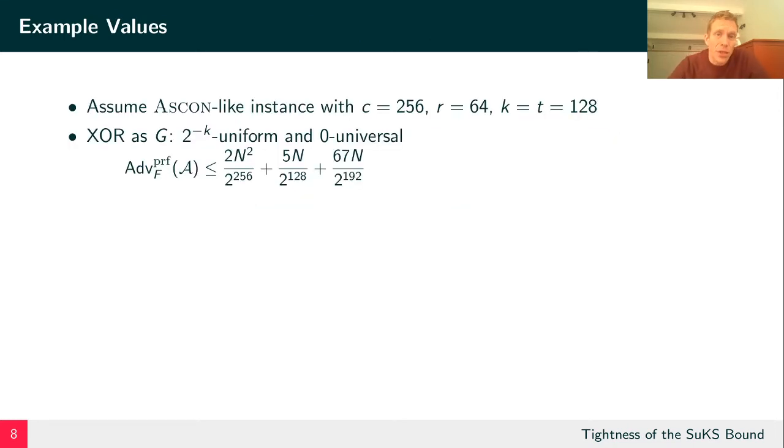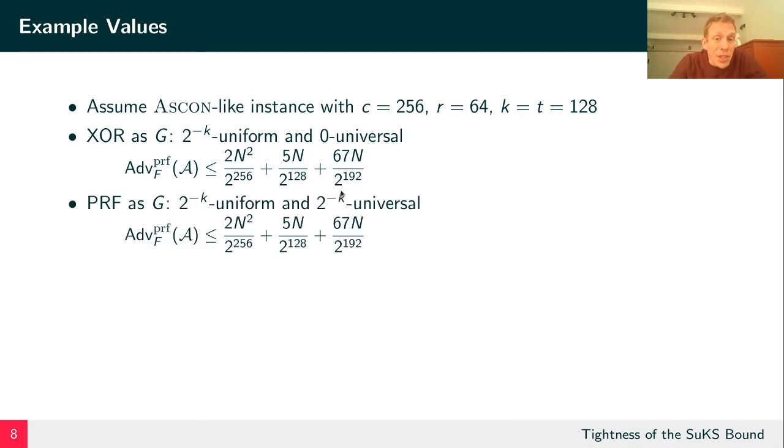So if you look at ASCON-like parameters, in ASCON we have a permutation of size b, 320 bits. We have a capacity of 256 and a rate of 64. We take a key and a tag of 128. In this case, we can take the XOR as G. So the key is just absorbed by XORing into the outer part. It's 2 to the minus k uniform and 0 universal, and we get a bound of this form. So 2n squared divided by 2 to the 256 plus 5n divided by 2 to the 128 plus 67n divided by 2 to the 192.